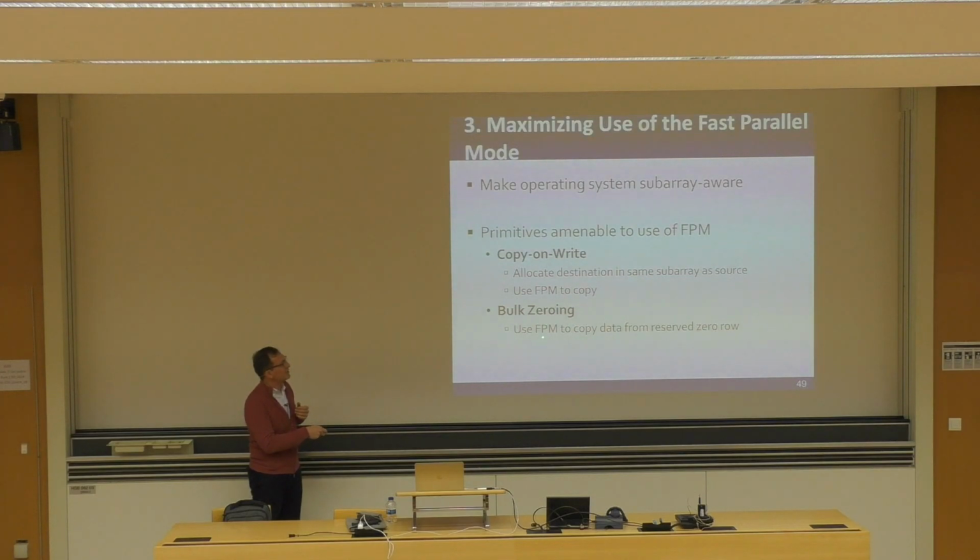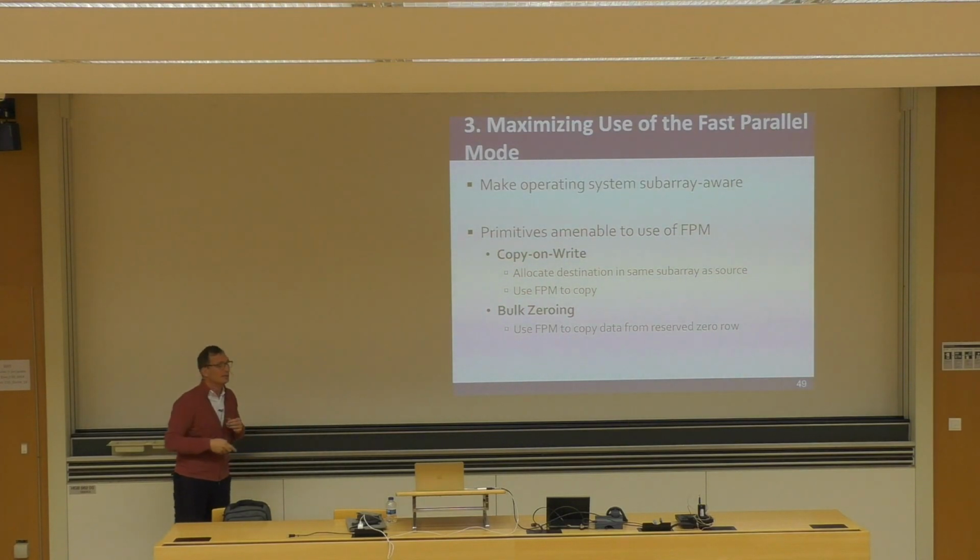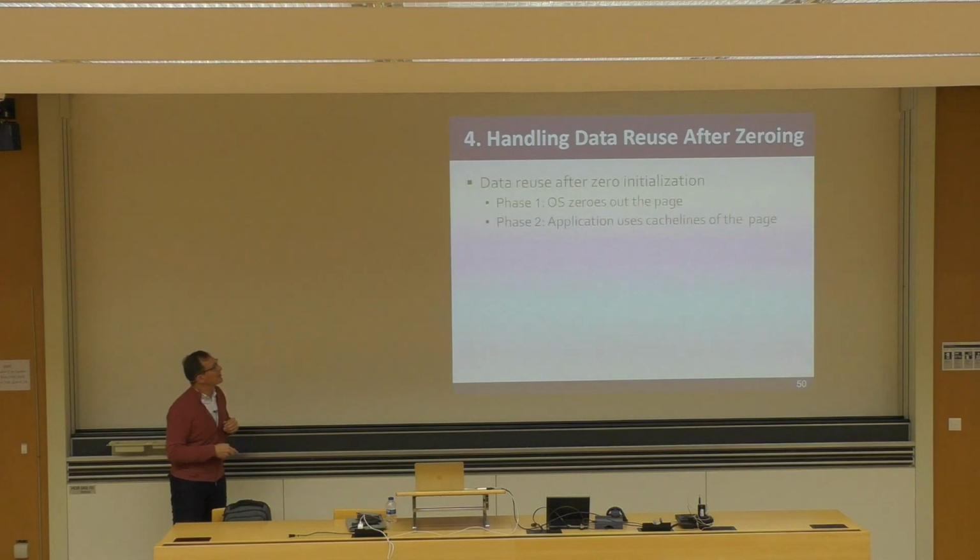Bulk zeroing, again, you can use the fast parallel mode to copy data from the reserved zero row as opposed to writing zeros. This is easier, of course. This is a bit harder. And then handling data reuse after zeroing.